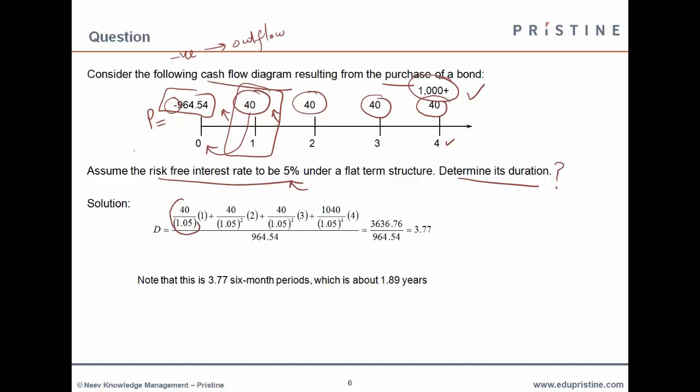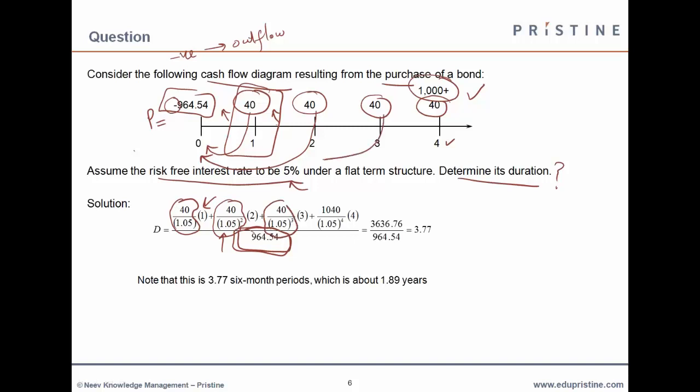So this is discounting: the present value of the cash flow at time 0 for year 1, divided by the total price, will give me the weight for year 1. Similarly, discount the year 2 cash flow to get the present value. So I divide 40 by 1.05 squared, that is 1 plus the discount rate squared, to get the present value, divided by the total cash flow to get the second weight.